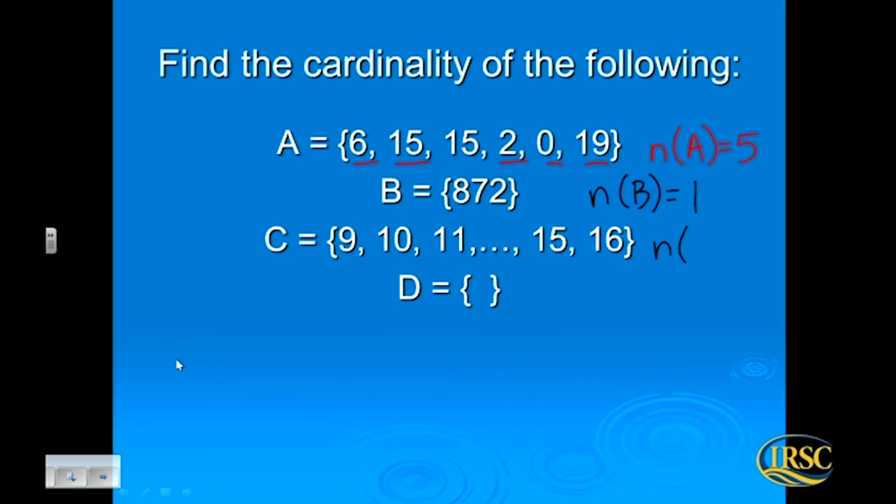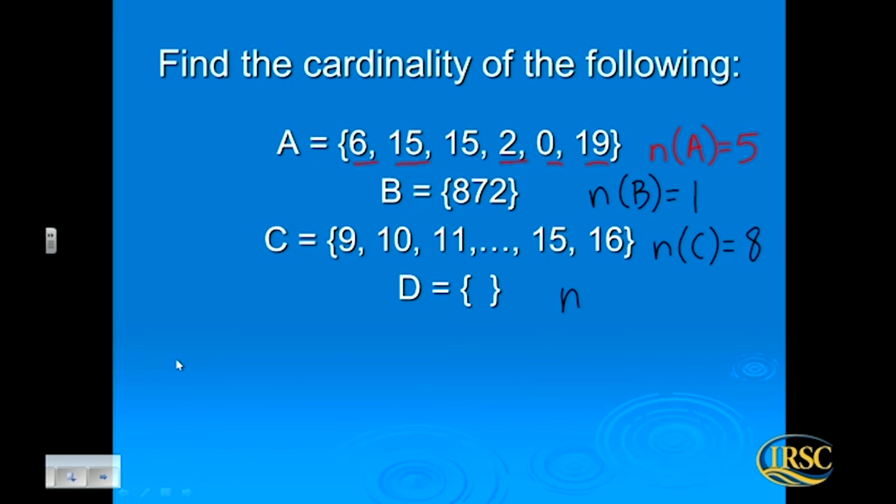Okay, so for C, 8, does everybody agree? Okay, 8. So even though we only see 5 numbers, the ellipsis says that there's a pattern going on in there. So we have to count the missing 12, 13, and 14 as well.